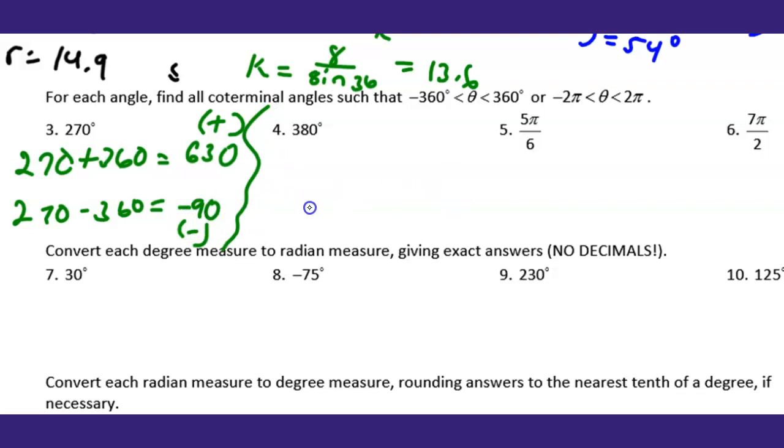For 380, we can find two coterminal angles. I'm going to do 380 minus 360 to get 20. And then I'm going to subtract again: 20 minus 360.